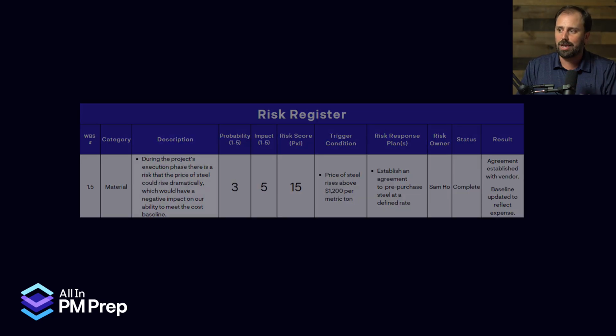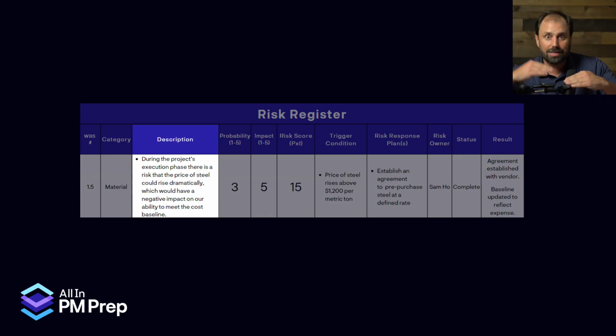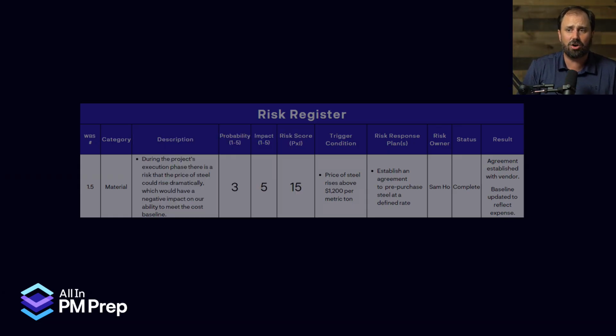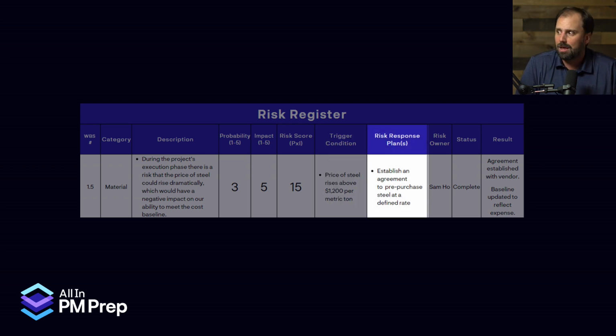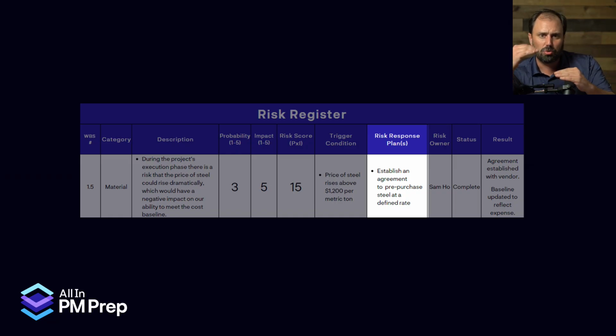As we went through here, we know that we had the risk of an increase in cost would be bad for our baseline. We know it's the hottest thing on our list. So we had a trigger condition. That's what we would know that hey, things get bad when this happens. When the price of steel got above $1,200 per metric ton, that would be bad. Now, our risk response plans, we in the planning process would go through a bunch of different options.